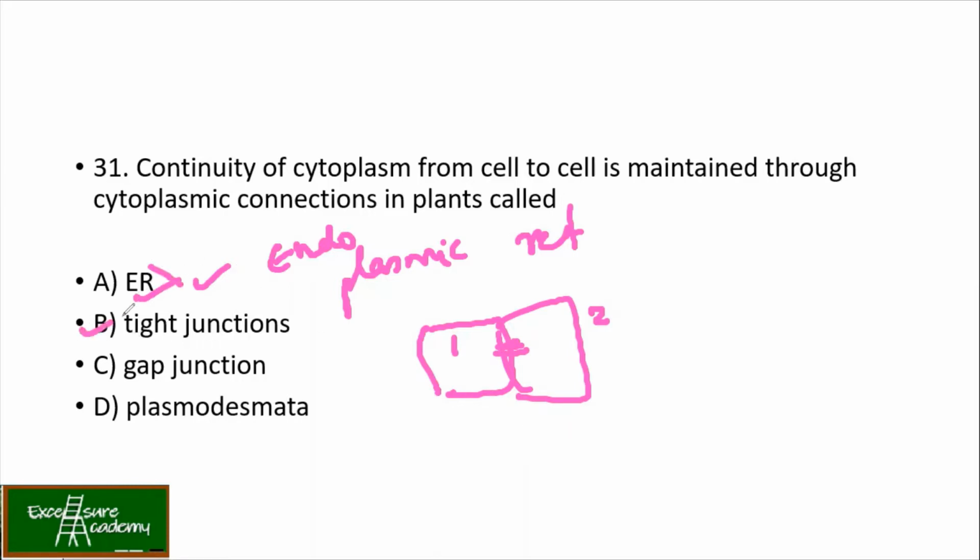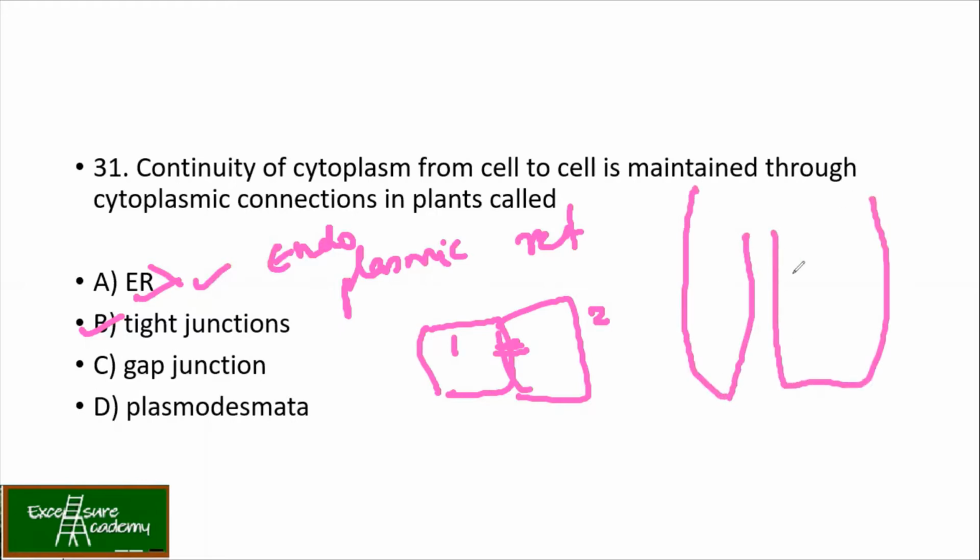Then we have the tight junction. The function of tight junction is not to allow passage. So on a membrane, if you have two cells and tight junctions are present, they don't allow the passage of any molecules from one side to the other. Whereas gap junctions are present in animal cells. So what is left is the plasmodesmata. So plasmodesmata is responsible for continuing the cytoplasm from cell to cell.